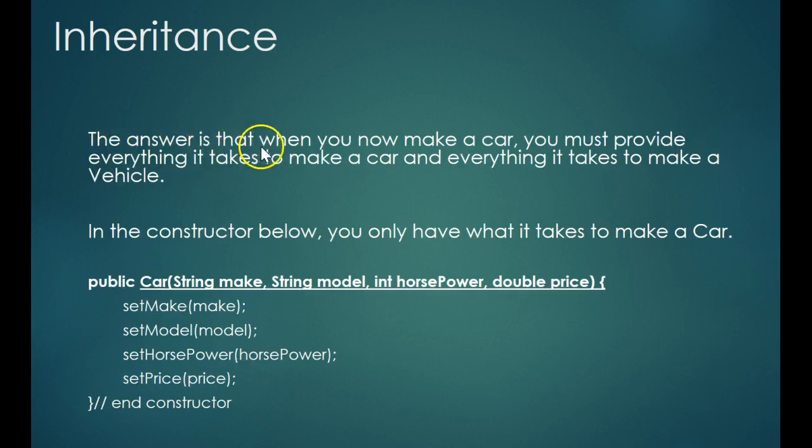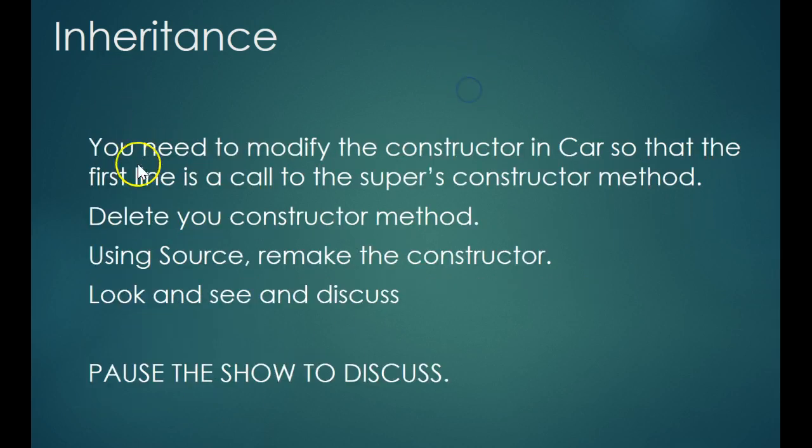So here's the answer to our problem. When you now make a car, you must provide the constructor of car everything it takes to make a car and everything it takes to make a vehicle. In the constructor below, you only have what it takes to make a car: the make, the model, the horsepower, and the price. That's the old constructor. This does not work anymore because now to make a car, I need the VIN number and the year built, because now cars have everything in car and everything in vehicle.